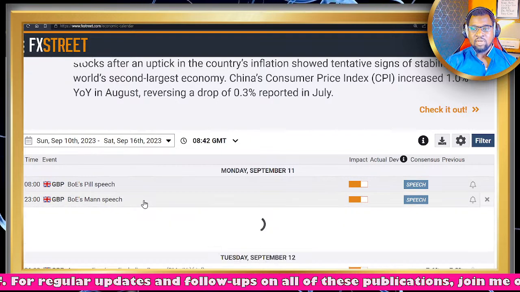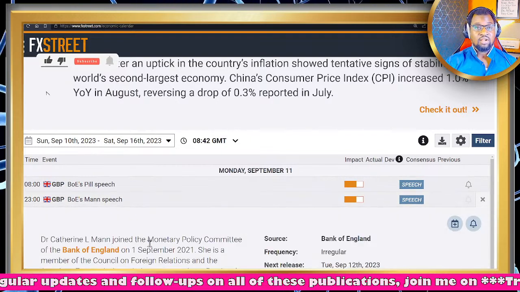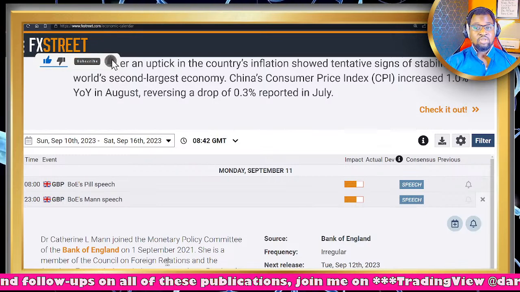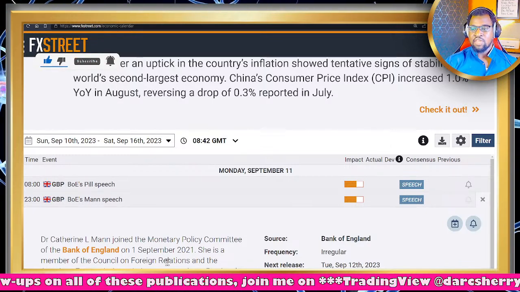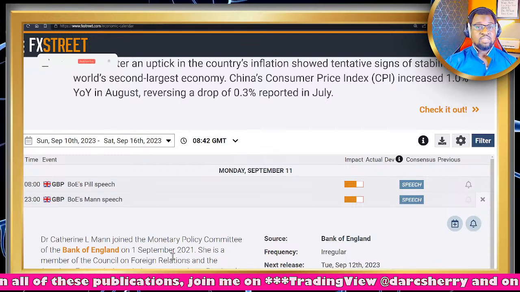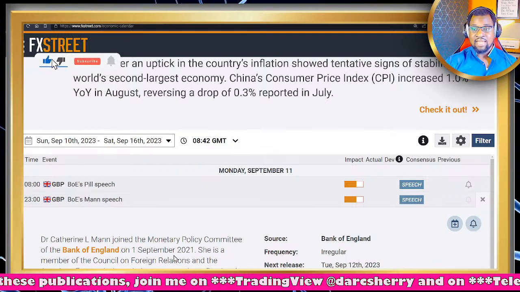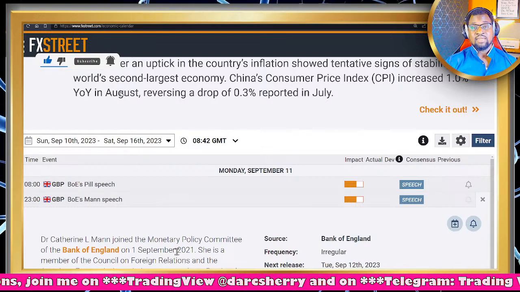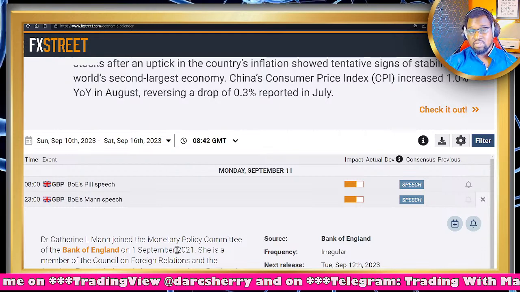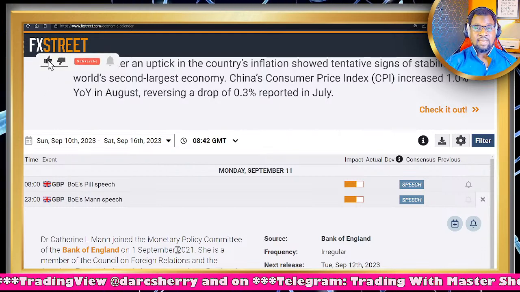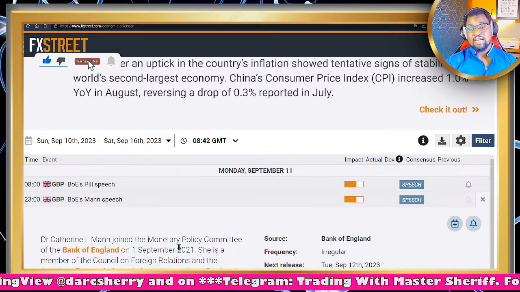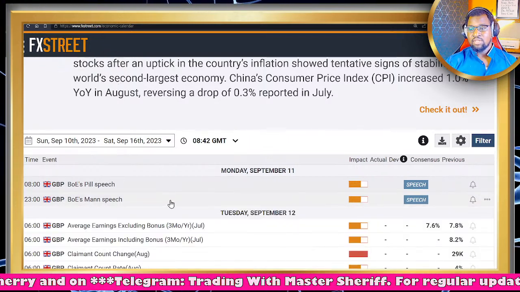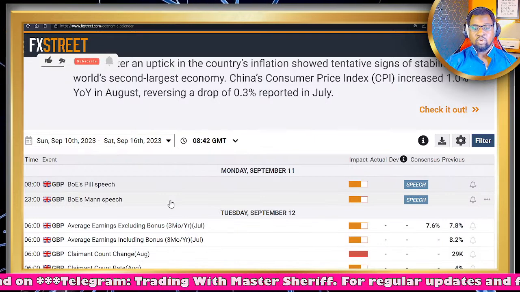Then we also have another one here from another official of the Bank of England, Dr. Catherine Mann, who is a Monetary Policy Committee member of the Bank of England. She's going to be giving a speech much later in the day, so we will be looking forward to what she will say there, as this will give us an insight into the monetary policy of the Bank of England, and of course into the health of the economy of the United Kingdom. So these are all what we're looking out for today.